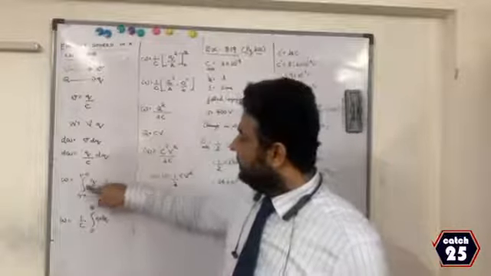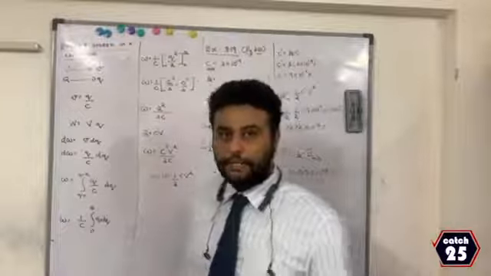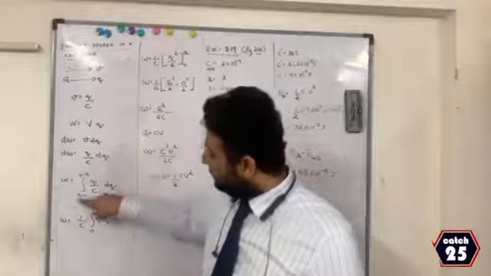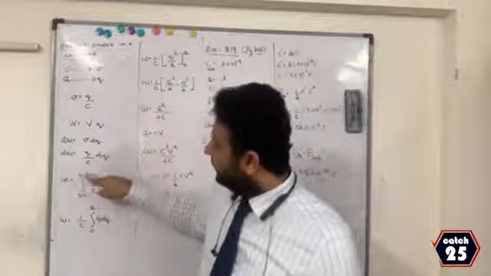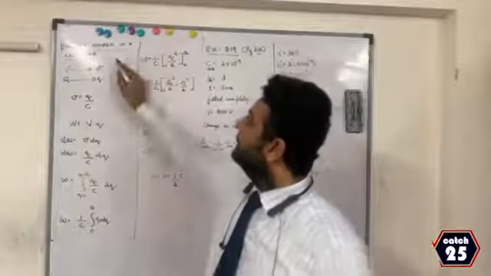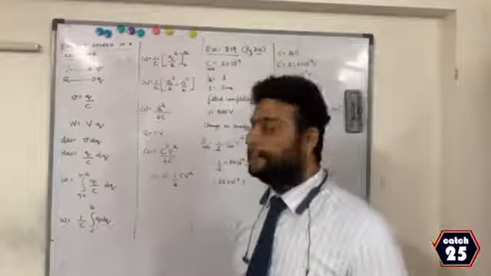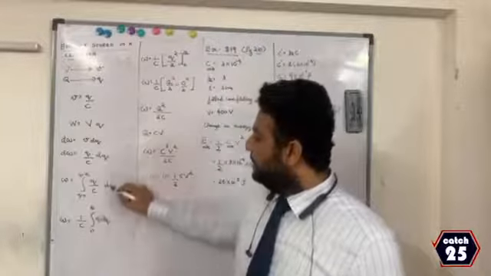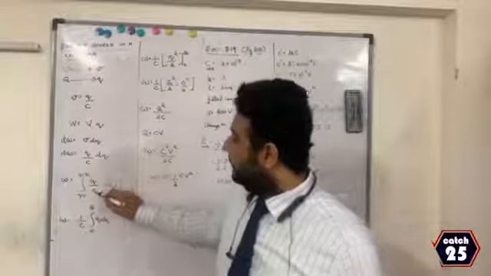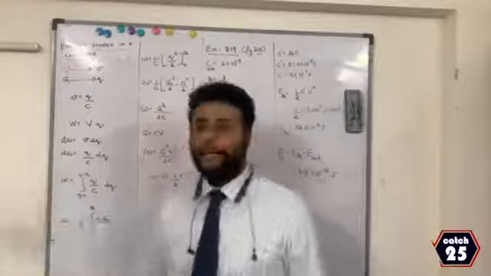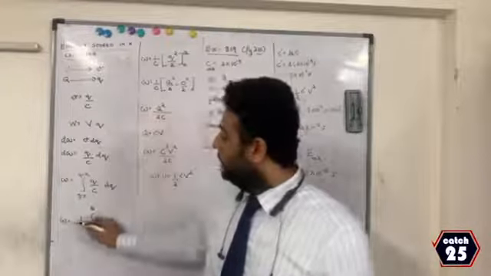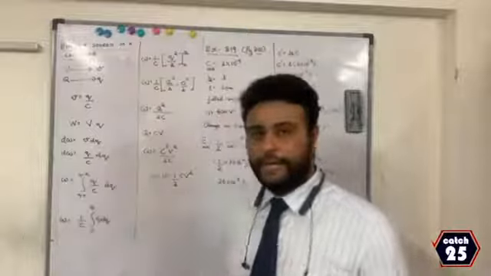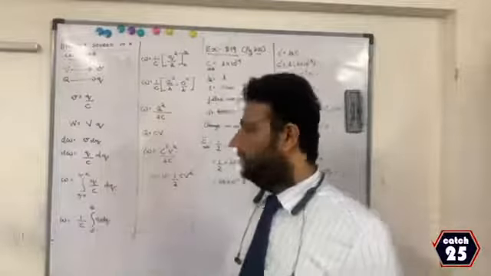Now, since it is integration with respect to charge, what is the initial charge? 0. What is the final charge? Capital Q. Therefore, I integrate between 0 and capital Q. Since I am integrating with respect to charge, C becomes a constant, so 1 by C goes outside. Therefore, work done is equal to 1 by C times the integration of Q dQ.